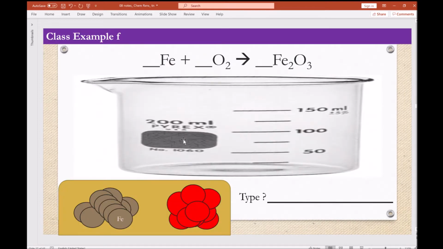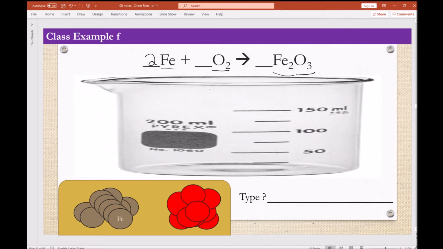Let's do a couple examples with models. So first we're going to balance the equation. I have one iron atom here. I have two here, so I'll place a 2 as my coefficient in front of iron. I have 2 oxygen atoms in the reactants. I have 3 in the products.